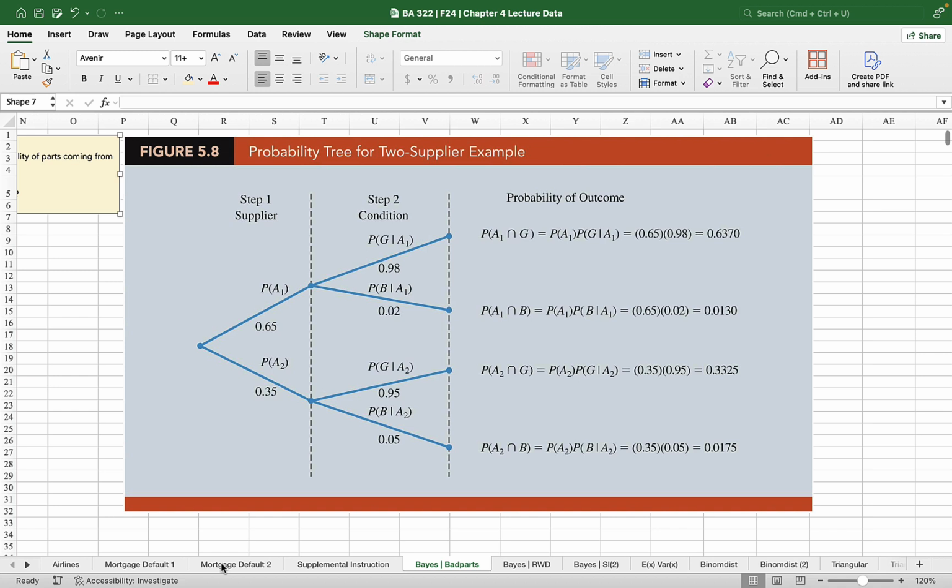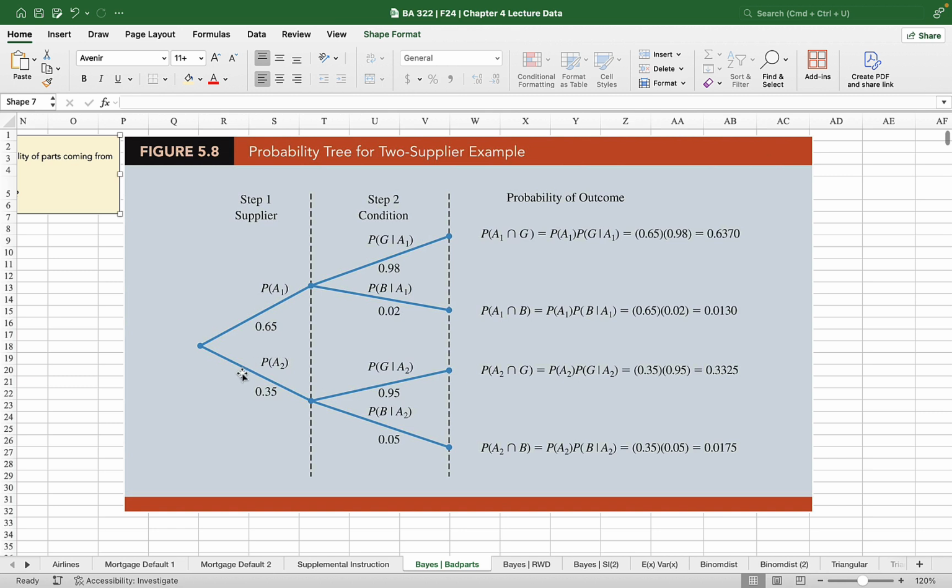We get our parts from two suppliers. Supplier A, we get 65% of our parts from them, so the probability that any given part chosen at random came from supplier A is going to be 0.65. The probability that any randomly selected part that we just pull out of our parts drawer came from supplier 2 is going to be 0.35 or 35%. So we have supplier 1, 65% of our parts come from them, supplier 2, 35% of parts.